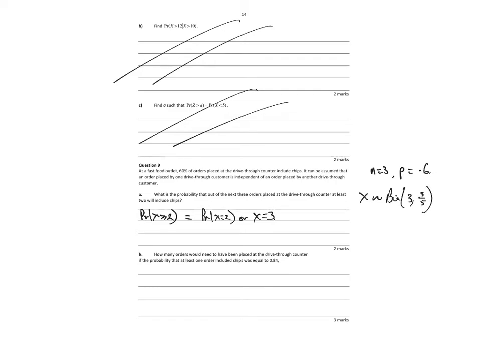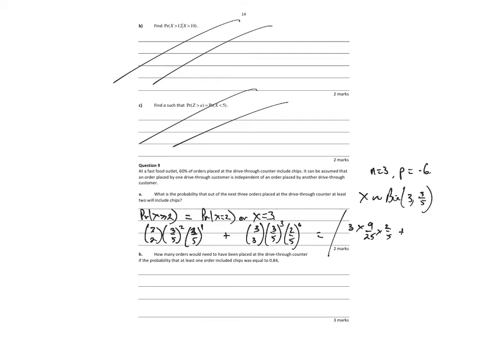Okay, so then we have 3 trials, 2 successes, and we've got 3/5 to the 2 times 2/5 to the 1, plus 3 successes, which is 3C3, 3/5 to the 3, 2/5 to the 0, which is equal to 3C2 is 3, times 3 on 5 squared is 9 on 25, times 2 on 5, plus 3C3 is 1.